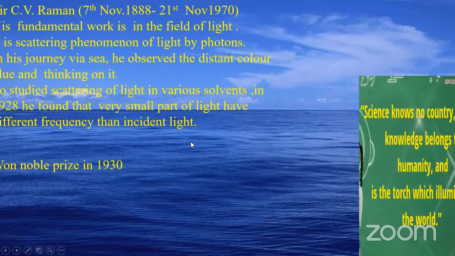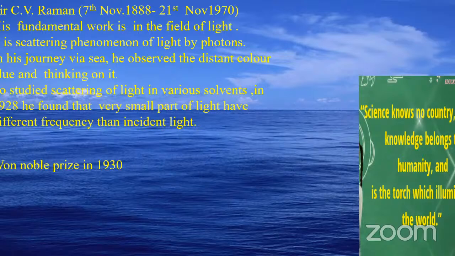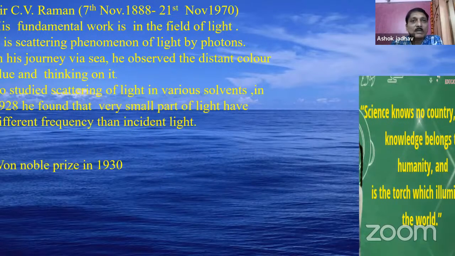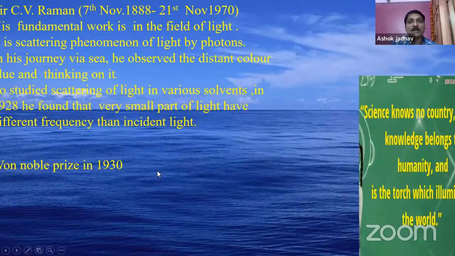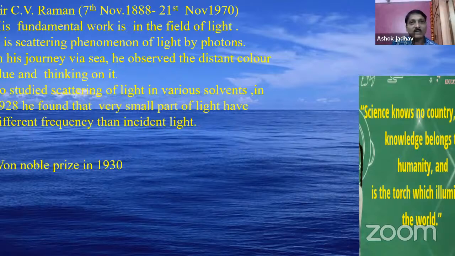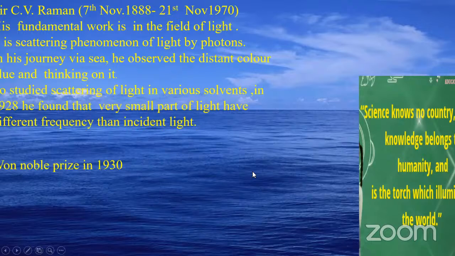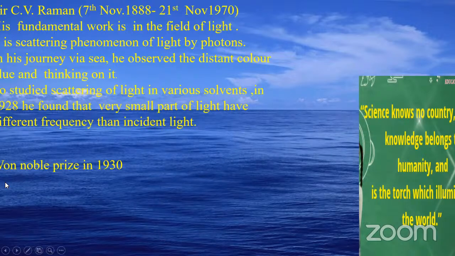C.V. Raman, 7th November 1888 is his birthdate, in Tiruchirappalli, and on 21st November in the same month, November, in 1970, he died in Bangalore. And throughout his lifespan, he gave his research in physics, particularly light, optics, and acoustics. His fundamental work is important in all fields, in all sciences, and that's why he was awarded the Nobel Prize in 1930.